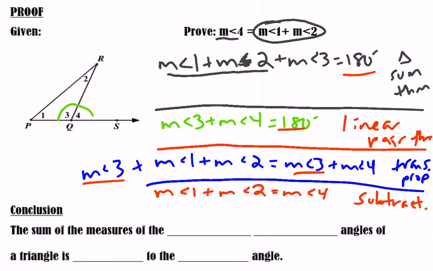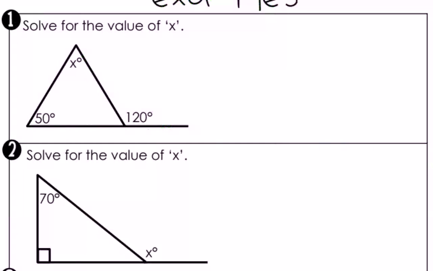So the sum of the measures of the remote interior angles of a triangle is equal to the measure of the exterior angle. When I do it with just numbers, some of you will think that it's really not necessary because you could do this kind of domino effect and find one thing and then the next. But once I start adding in variables, it gets harder to do this when I start adding variable expressions.